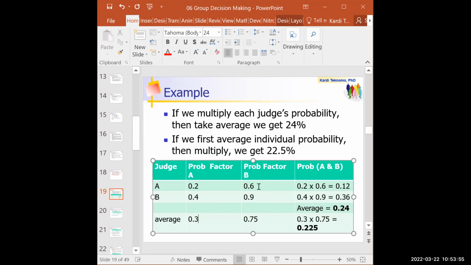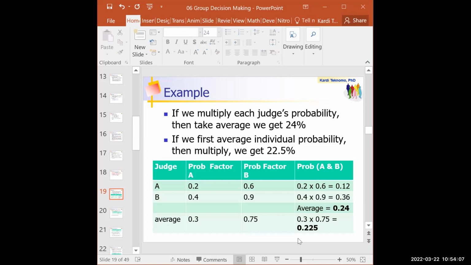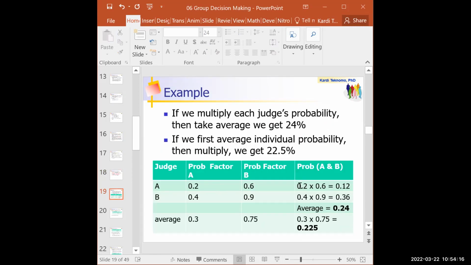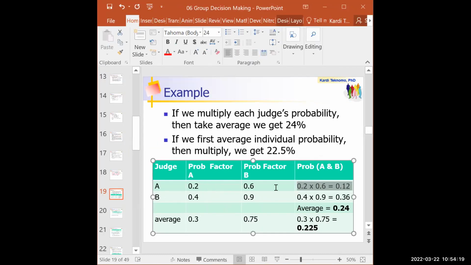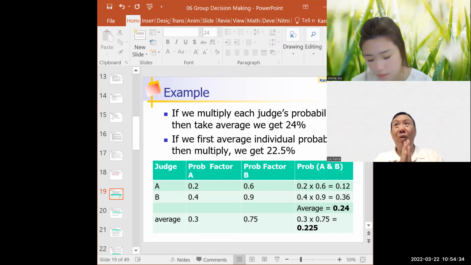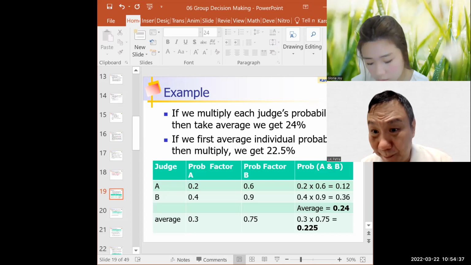Now, if we first average the individual probabilities, so this one is 0.2, 0.4, the average is 0.3, right? 0.6, 0.9, the average is 0.75, right? And then we multiply these two, we get 22.5%. So instead of multiplying first and then taking the average, you average first, then you multiply. That's the point here. So at least you know the result will not be the same.